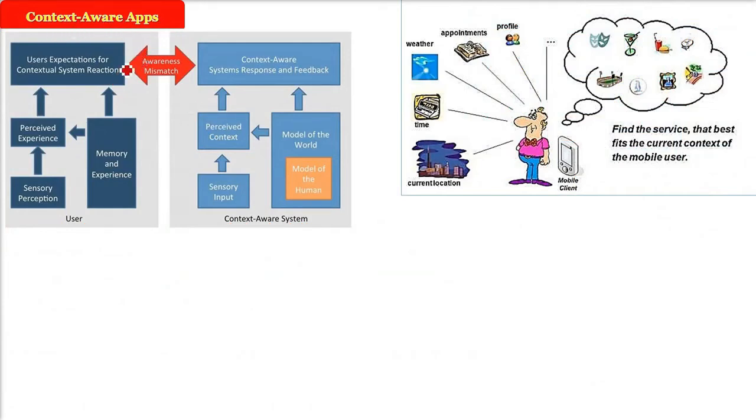Context aware apps. These are the kind of apps which are context aware. That is, if I am talking about buying something on my mobile, that is my context. If I want to see videos, that is a context. So we want to find the service that best fits the current context of the mobile user.